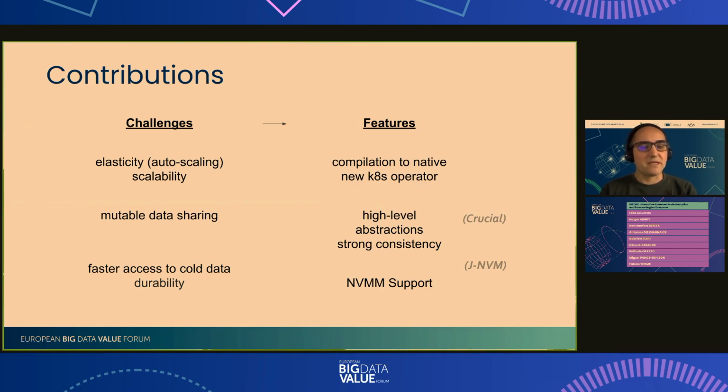IMT worked on implementing mutable data sharing with high-level abstractions and strong consistency. This component is called Crucial, and Crucial is an Infinispan extension which exposes these constructs to be used in serverless applications. We also worked on exploring non-volatile memory support by implementing JNVM, which allows us to have faster access to cold data, so that persistent memory is automatically available after a restart.